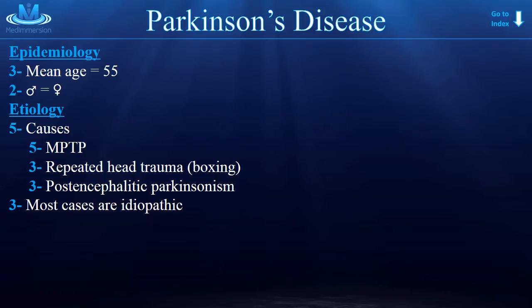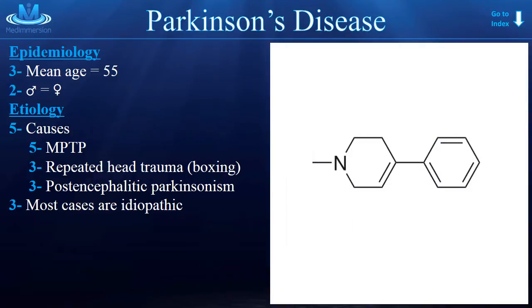As for etiology, causes, most cases of Parkinson's disease are idiopathic. However, you aren't going to be tested on that. You are going to be tested on more substantial causes. So for example, the first, 5 out of 5, MPTP. MPTP is a neurotoxin, and it causes symptoms of Parkinson's disease because it kills the dopaminergic neurons in the substantia nigra.